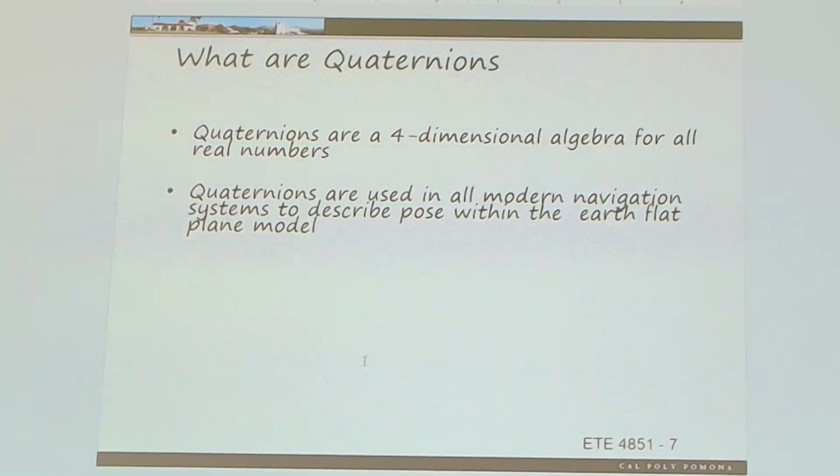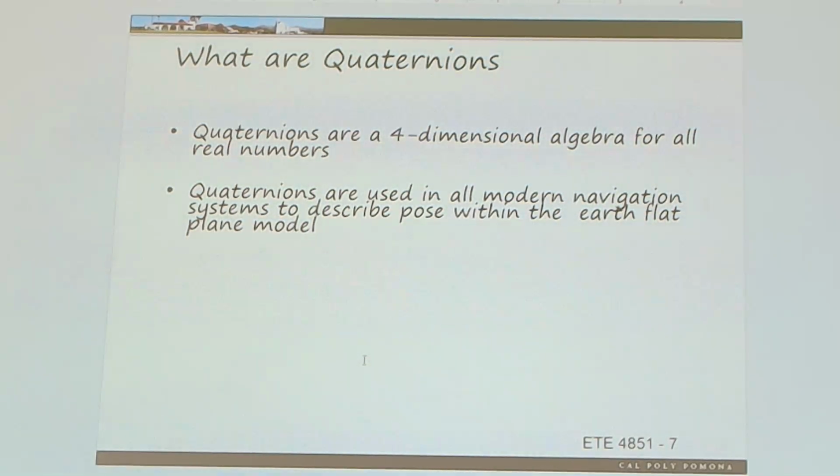All right, so they're four-dimensional for all real numbers. Wait, what? Yes, I just said that right. They're a four-dimensional algebra for all real numbers. You just said they're imaginary. Yes. We'll get to that. But they're used in all modern systems to describe pose on a flat or plane model.